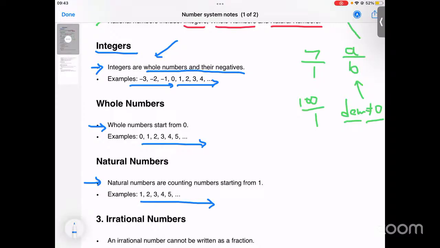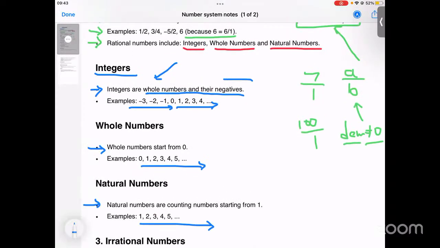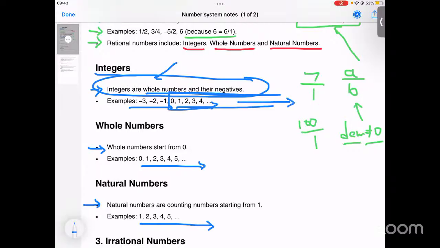Now this explanation, that integers are whole numbers and they are negatives, should therefore make sense: starting from 0 in that direction together with their negatives in the other direction. Those are the integers. I think it is clear what the integers are, what the whole numbers are, and what the natural numbers are. Whole numbers start from 0, natural numbers start from 1.